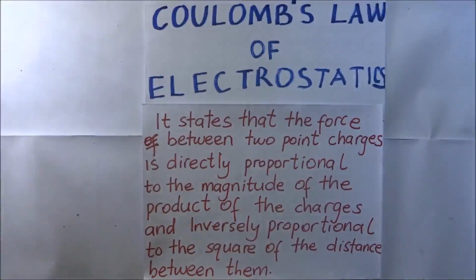Coulomb's law of electrostatics simply states that the force between two point charges is directly proportional to the magnitude of the product of the charges, and it is inversely proportional to the square of the distance between them, or the square of their separation.